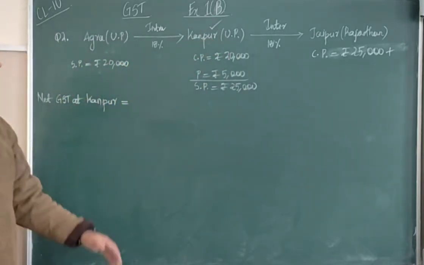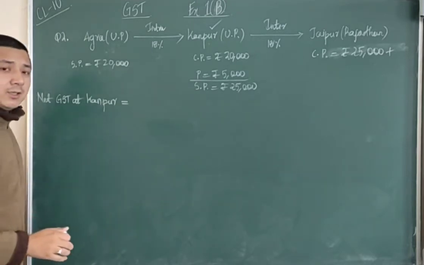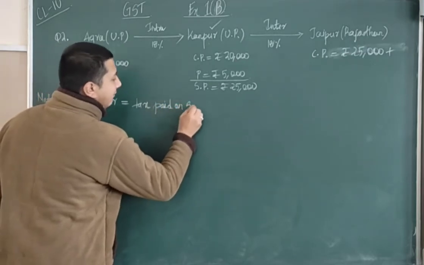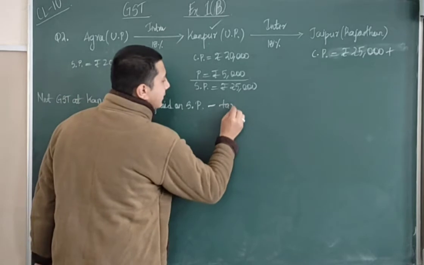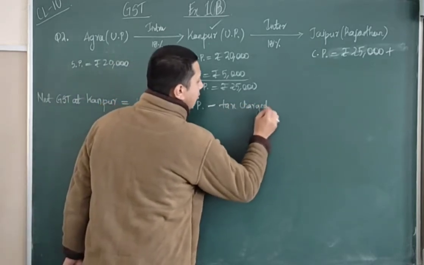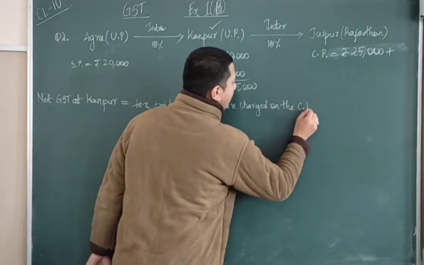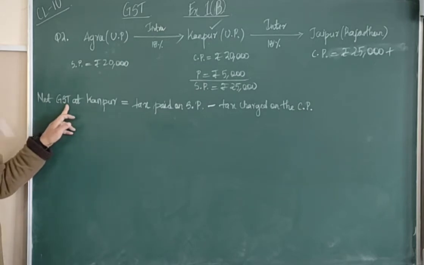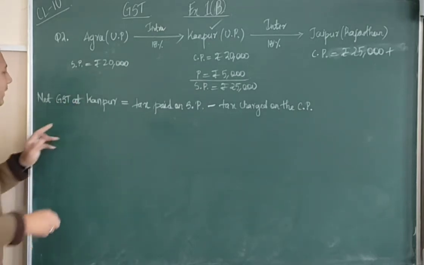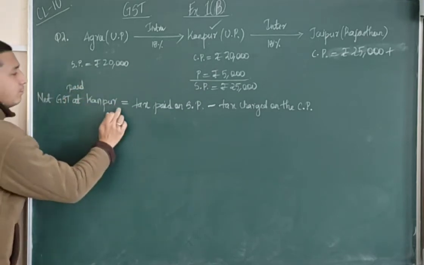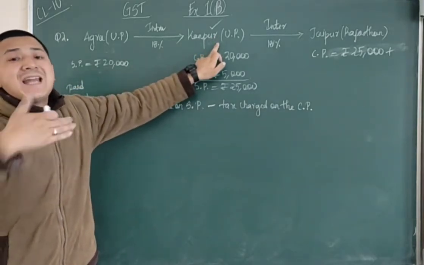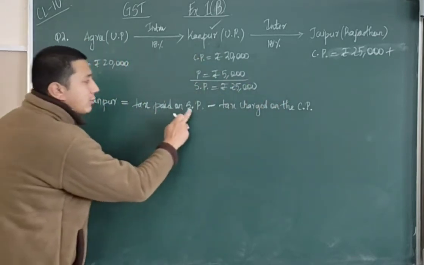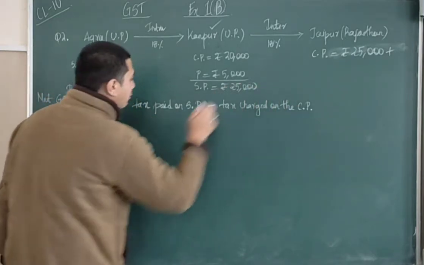So how to find the net GST? The net GST means tax paid on the selling price minus tax charged on the cost price. For whom? We are calculating the net GST, the net goods and service tax paid at Kanpur. So the fellow who is in Kanpur, how much tax does he have to pay? Use this formula: tax paid on selling price minus tax charged on the cost price.